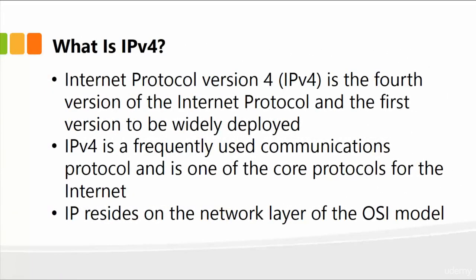So what is IP version 4? It's simply the Internet Protocol. Version 4 is the 4th version of the IP or the Internet Protocol, and the first version to be widely deployed. Even today, 99% of the networks being deployed use the IPv4 version. It's a frequently used communications protocol and is one of the core protocols for the Internet. And importantly, IP resides on the network layer of the OSI model.